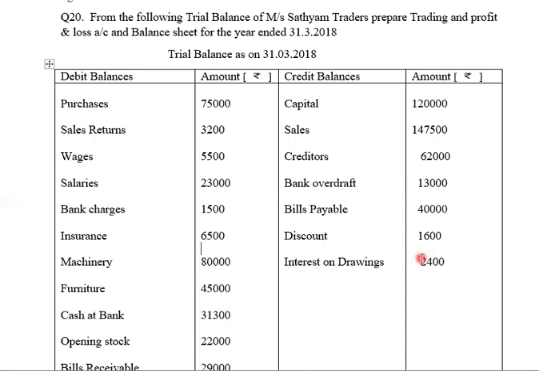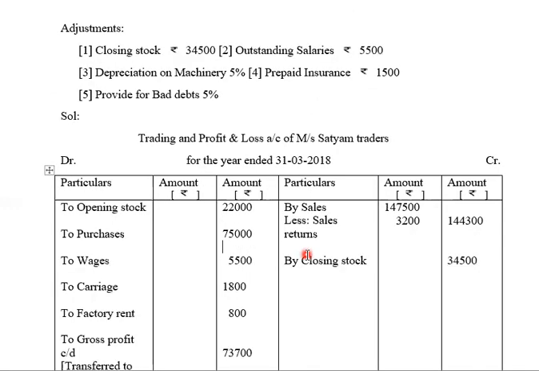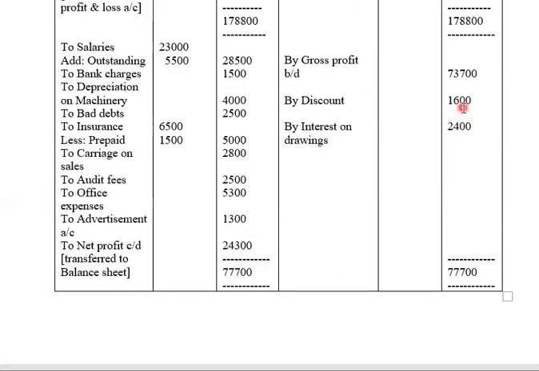Then we have discount 1,600. Discount is given on the credit side, so it is an income. So this will be shown on the credit side of the profit and loss account as by discount 1,600 rupees.